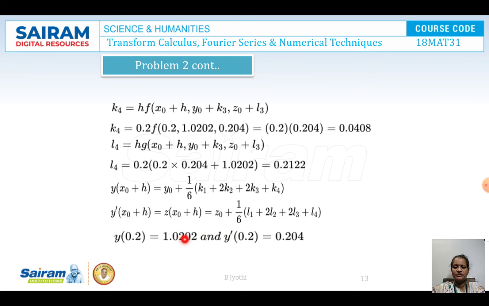This y dash will not be asked all the times. Only y of 0.2 or y of a particular value will be asked. That time we can use only the y of x naught plus h. This one only, when it is asked, it can be used and then found.